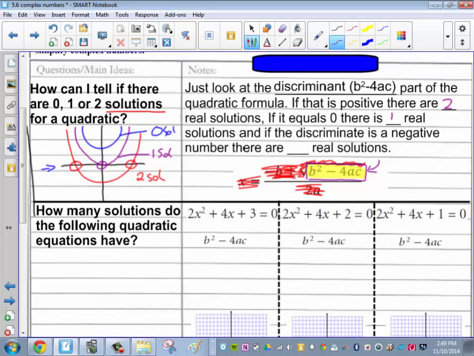And if it is negative, can you take the square root of a negative number? No, you can't do that. Therefore, there are no real solutions. I'm emphasizing real, because we're going to be talking about something called imaginary solutions. That's what happens when this right here is negative. So we're going to use this idea in the next section of figuring out how many solutions the following quadratic equations have.